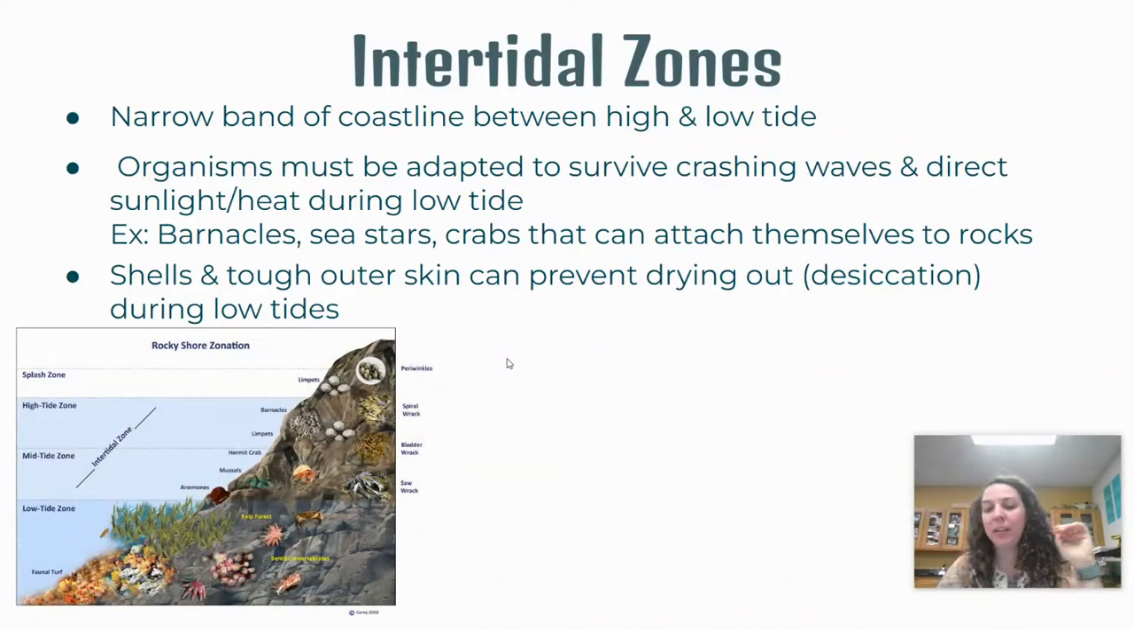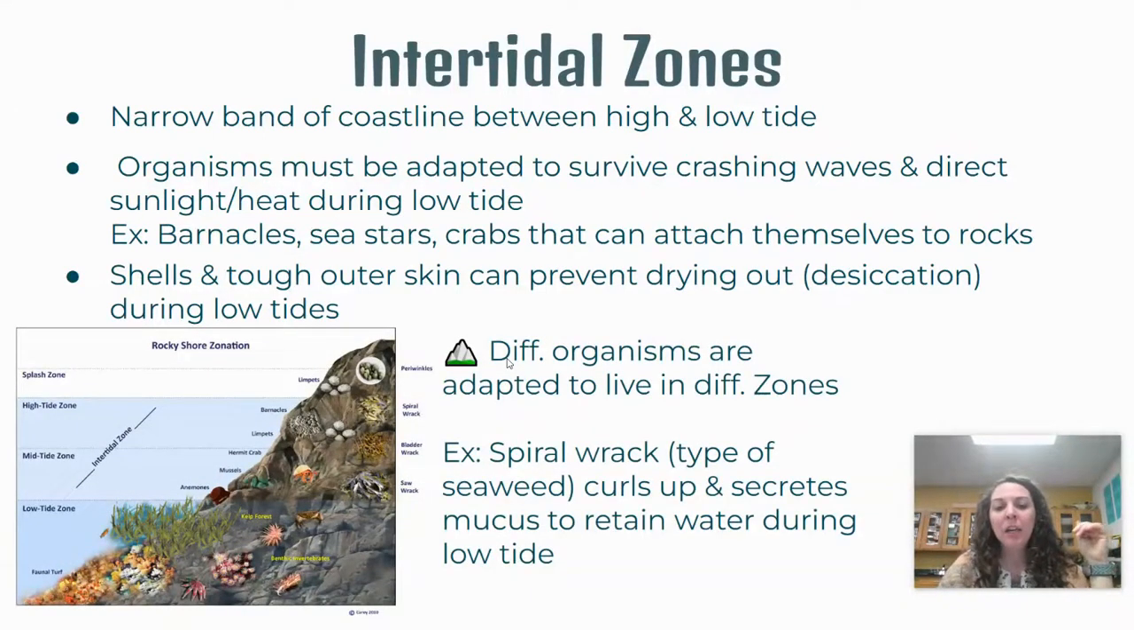Another example is the spiral wrack. So it's really cool. It's a plant. It's a type of seaweed. And so it's going to live up here in this high tide zone. But when the tide goes out, it's actually going to curl up. It's going to create this mucus that it's going to secrete, which actually acts like a moisturizer to help keep water in until that tide comes back. So each organism is going to be specially adapted to live in a certain area in the intertidal zones.